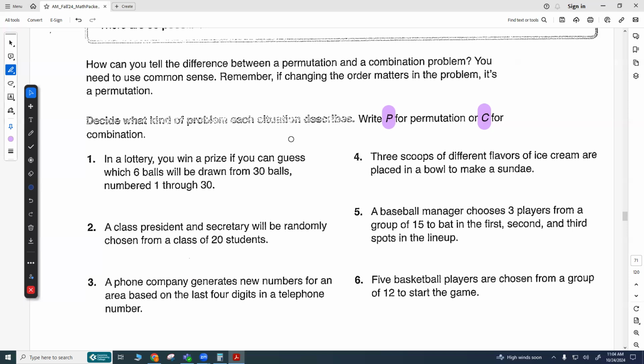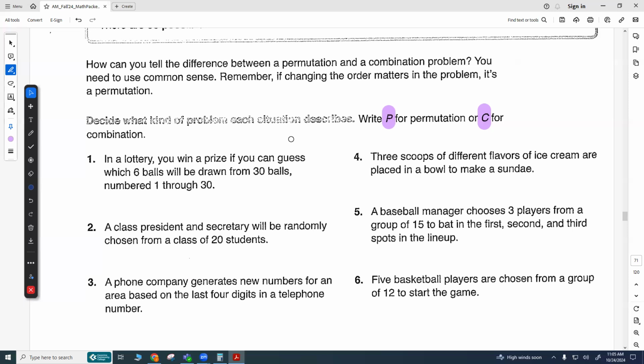Okay. In a lottery, you win a prize if you can guess which 6 balls will be drawn from 30 balls numbered 1 through 30. Does the order in which the balls are drawn matter? No. So it's a combination problem.